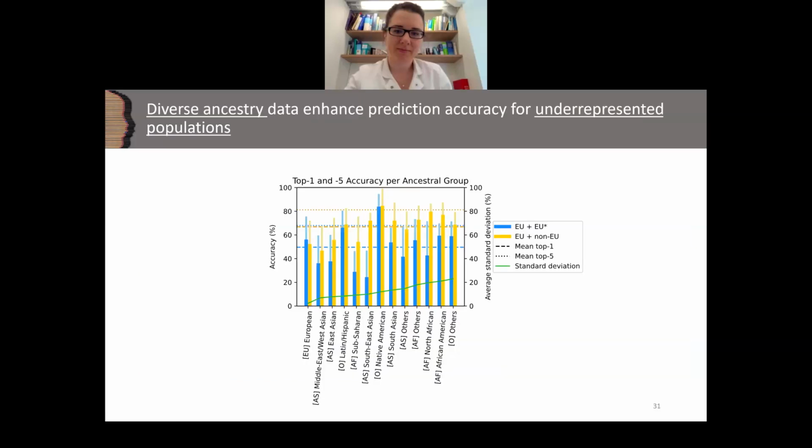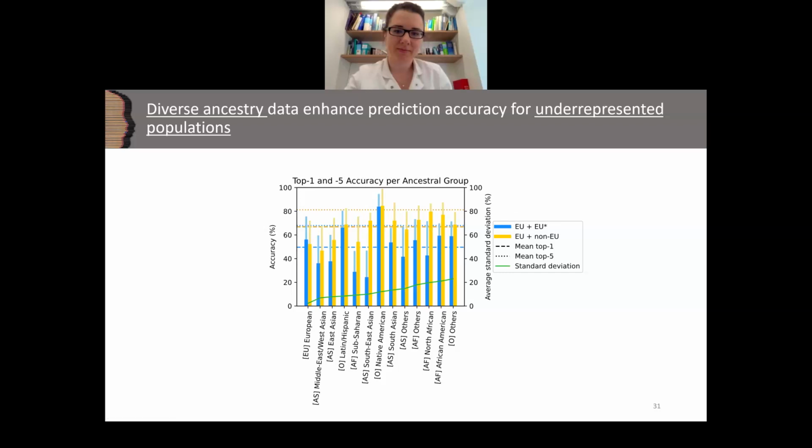So how can we improve it? We would like to prove whether more diverse data in the training set can improve the performance for the underrepresented population, like Asian and African. So here what we do is we train 2 different models. The first model is the blue model, which we only train on the European patients. And the yellow bar is trained on European and also on non-European patients.